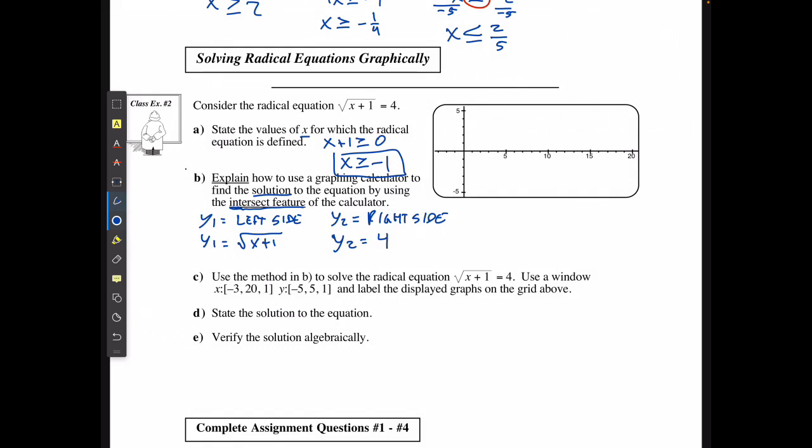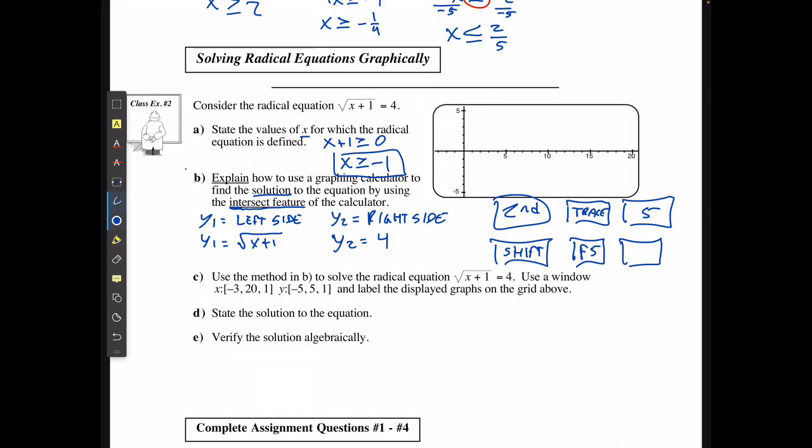Then I'm going to either use the second trace and number 5 for the intersect, or if you're on a Casio, it is shift F5, to see where these lines cross.